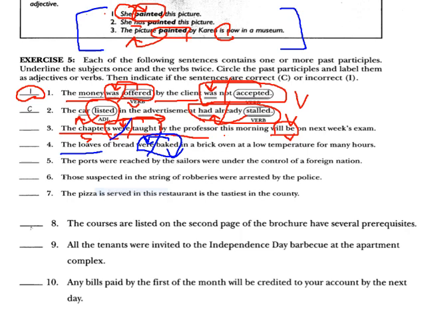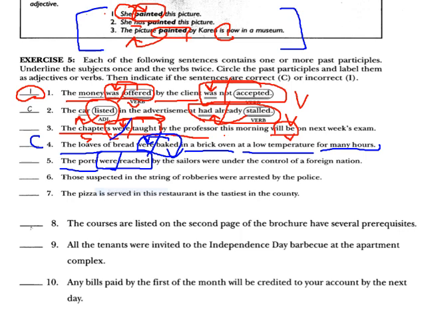So don't stop here. Continue reading the sentence in order to make sure the sentence does not have an extra verb. So in a brick oven, this is a prepositional phrase. At a low temperature, this is another prepositional phrase. For many hours, a third prepositional phrase. So the sentence is correct. Fine. Now number 5. The ports reached by the sailors were under the control of a foreign nation. Fine. The ports is the subject. Were reached is the verb. Why is it a verb? Yes, it's clear.